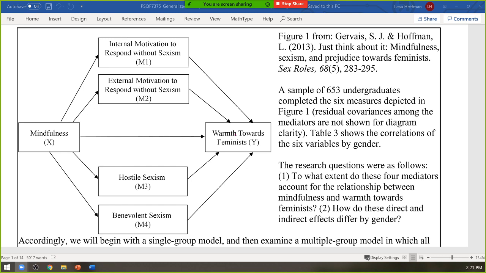As part of the analysis, she wanted to see whether or not these relationships differed by gender. So I'll show you one model that's collapsed across gender, and then a second model that allows differences in all of these parameters across men and women, what's known as a multiple group model.